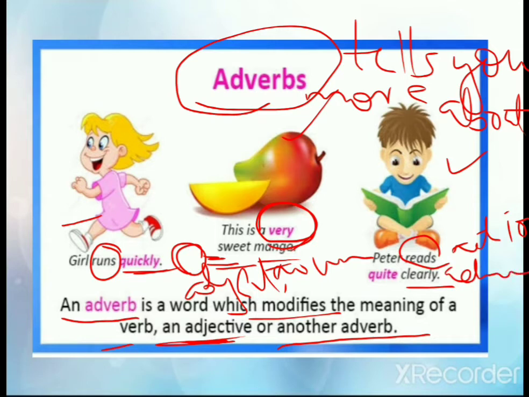Now you have another adverb that is "quite". Quite is telling you more about "clearly". So here it is telling you more about another adverb. So in short, adverbs tell you or give you more information about a verb, adjective, or adverb.